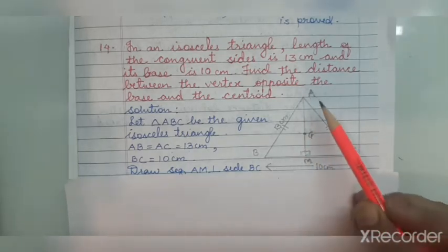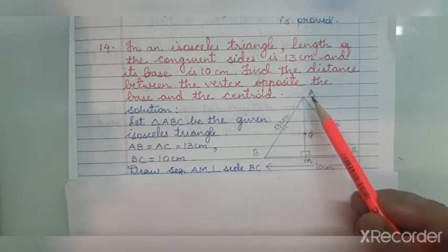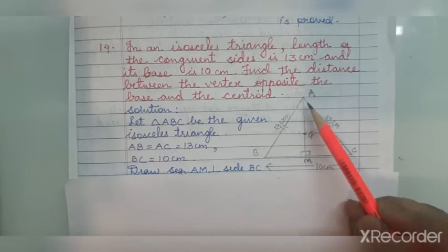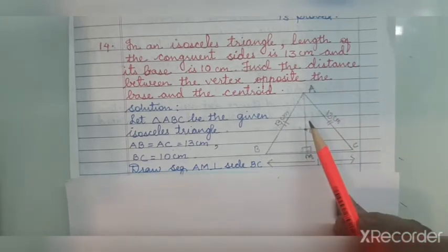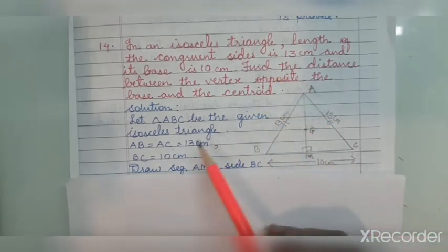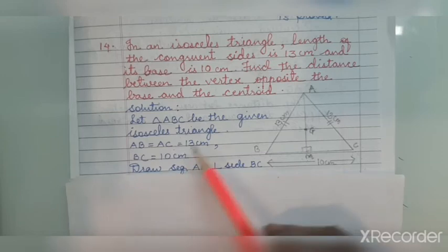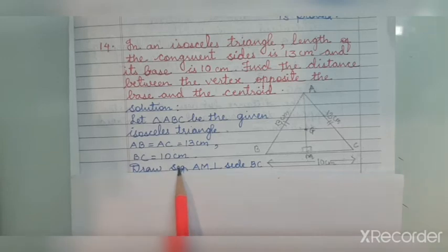Triangle ABC we have taken as an isosceles triangle. Now they have given the length of the congruent sides. In our triangle here, AB and AC are the congruent sides. They have given the congruent side is 13 cm, so AB is equal to AC, which is 13 cm. And the base is given as 10 cm. So in our figure here, the base is BC. So BC is 10 cm.